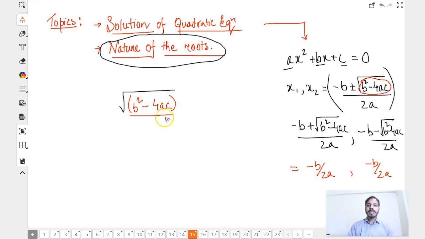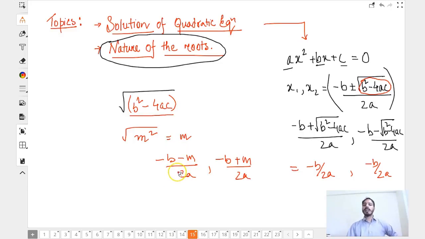Now, if this part is some perfect square, that means if I can write this as some value, say m square, so b square minus 4ac can be written as m square, for example. And m is a positive number, so I can write the square root as m, right? So now I will have the two roots, that is minus b minus m by 2a and minus b plus m by 2a. That means now I'll have real roots, but these two roots will be unequal. They are not equal. Now the third case is, what if this is a negative number?